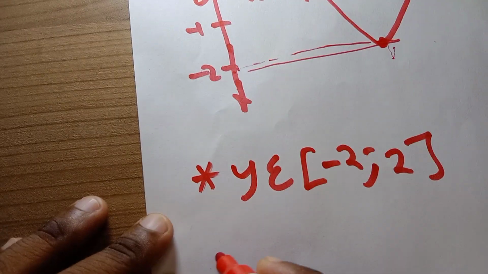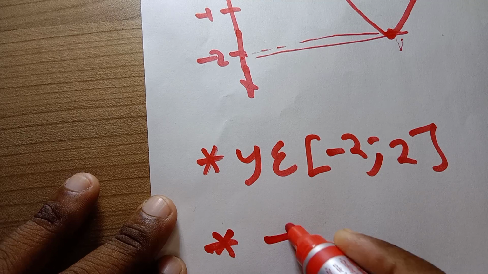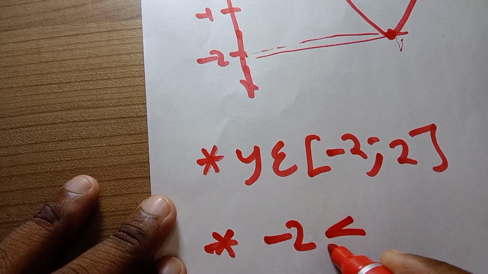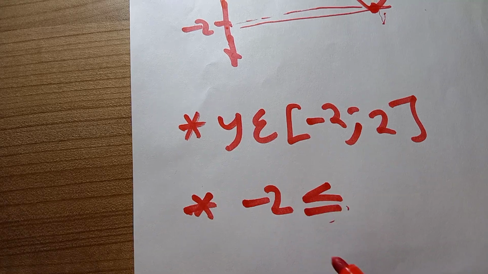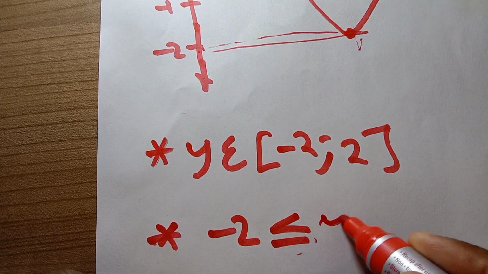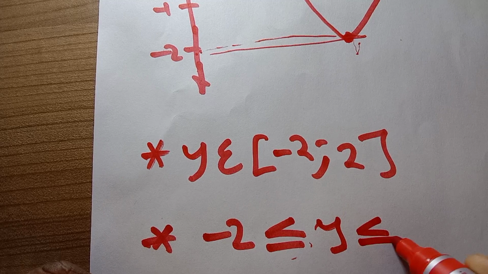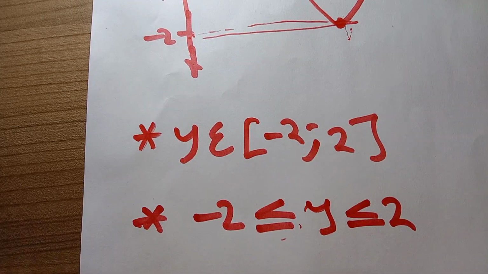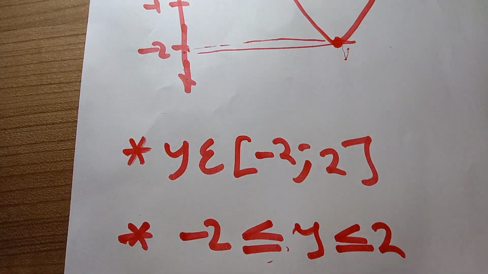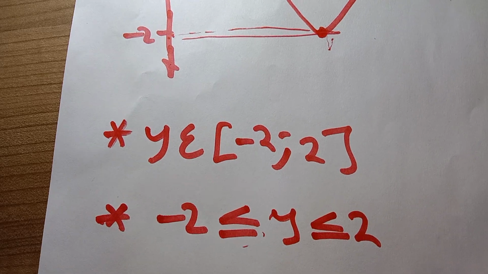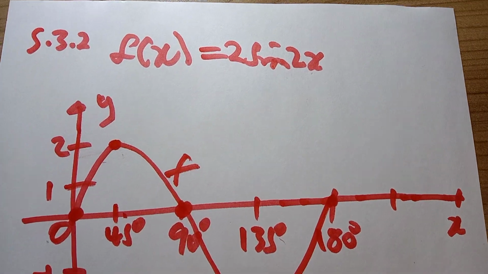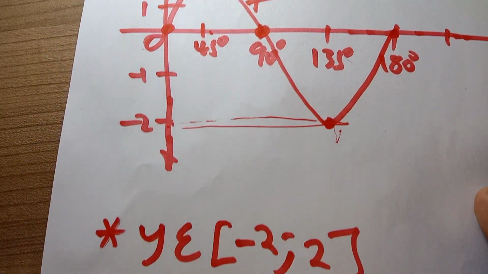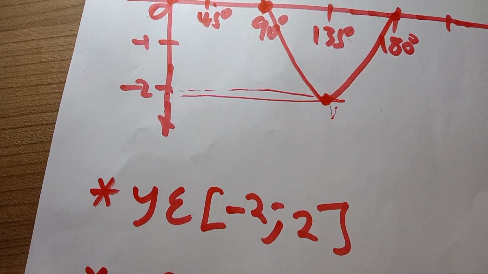Or we can express it like this, to say it starts from -2, which is also part of the graph, so it is included. Then here we must have the y, and it should be like that. Then that should be the range. If you have any question you can ask. Then that is the range.